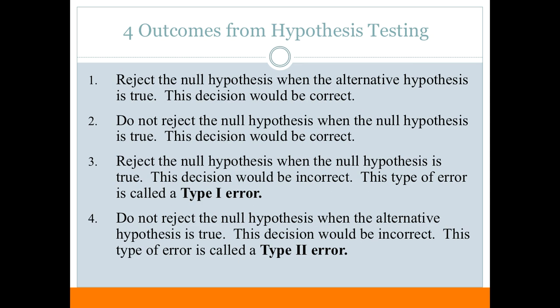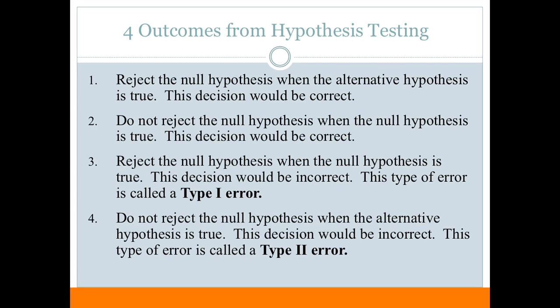Okay, now if you think about the possible outcomes from a hypothesis test, we have four basic things that can happen. So we can decide to reject the null hypothesis when the alternative hypothesis is true. And that would be a correct decision. So we should reject our null hypothesis if the alternative is actually true. So that's a correct decision. We could also fail to reject the null hypothesis when the null hypothesis is true. That's also a correct decision. And then there are two kinds of errors that we can make.